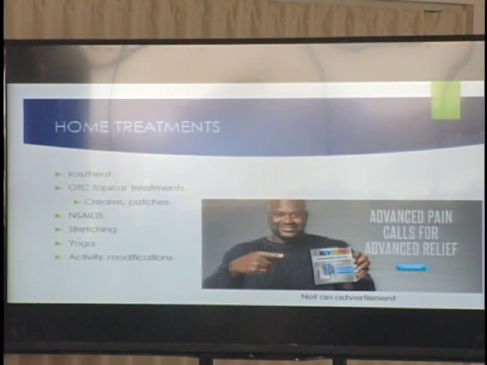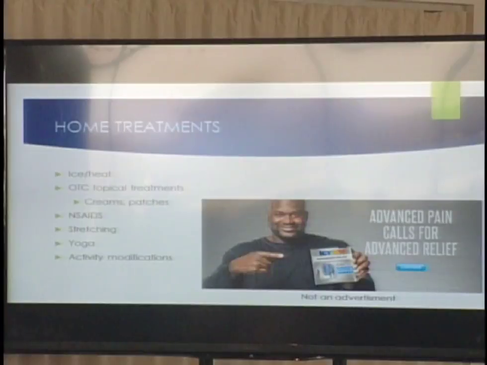We have a back pain sheet that we can print out that just goes over some general things about back pain, for when they say, okay, good, I just wanted to make sure nothing was seriously wrong. What can I do at home to treat my pain? Because it's really okay, I just wanted to see if I could make it better. So ice, heat, topical treatments. Again, this is not an advertisement, but I do like Shaq.